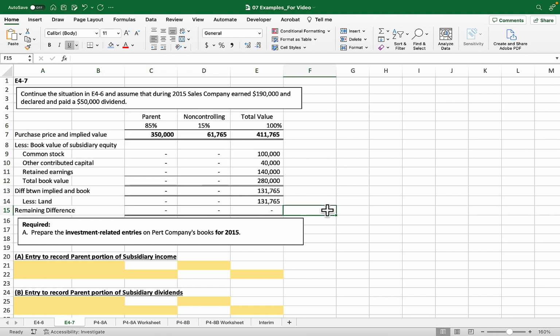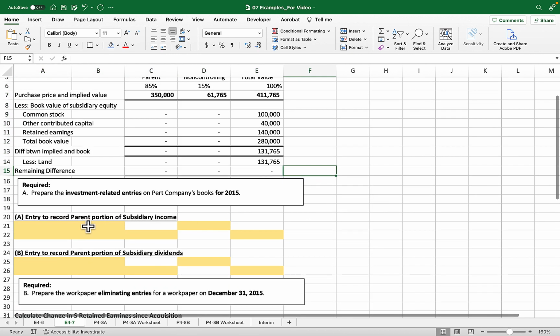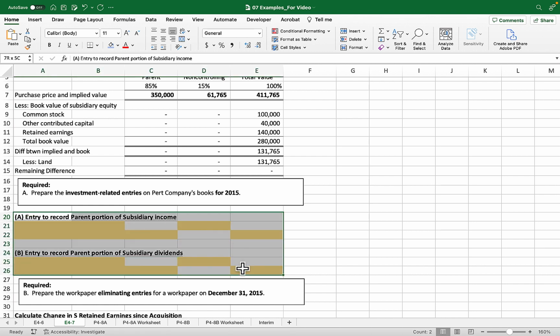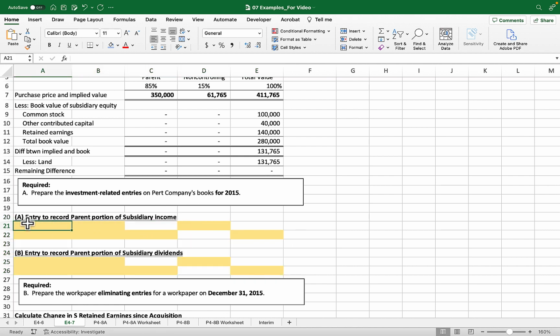The first thing that they ask us to do for this question is to prepare the investment related entries on parent company's books for 2015. Now, remember, we're putting these on our parent company's general ledger, and they're asking us to do this not because it's important to the actual consolidation, but because it helps inform us about what our eliminating entries should be and helps illustrate why we're doing the eliminating entries that we are. So none of this is new. You learned all of this in the investments chapter.